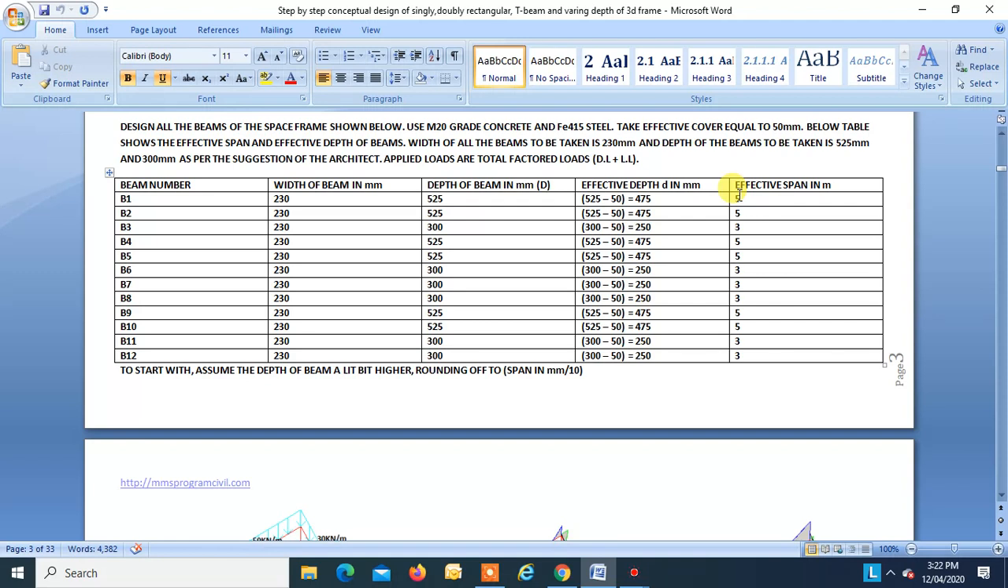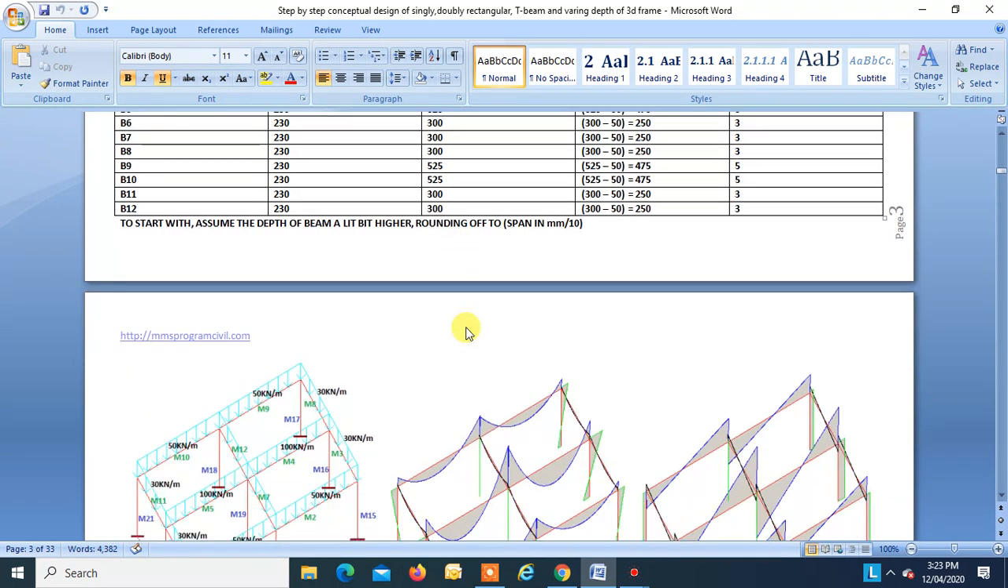So you can take the overall depth roughly 500, so I have taken 525, right? When the span is 3 meters, that is 3000 divided by 10, you can take the overall depth as 300 or nearby that. I have taken 300. So this is how you can assume the depth of the beam before starting the analysis, which is usually found to be okay in the design criteria.